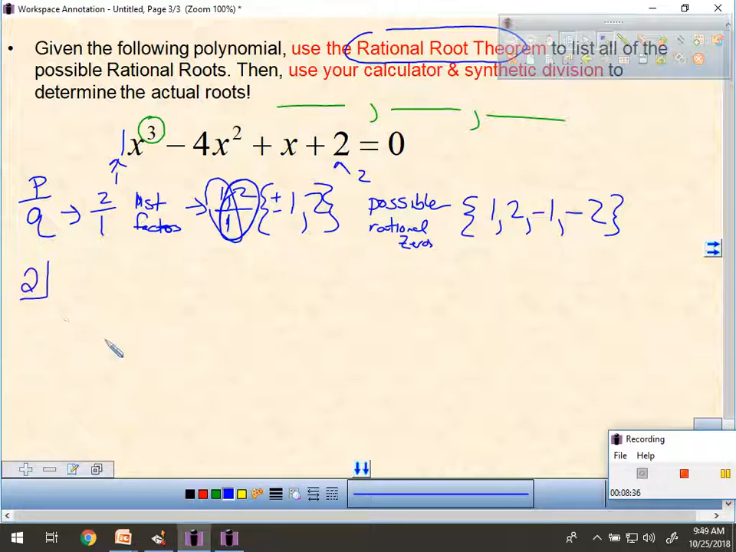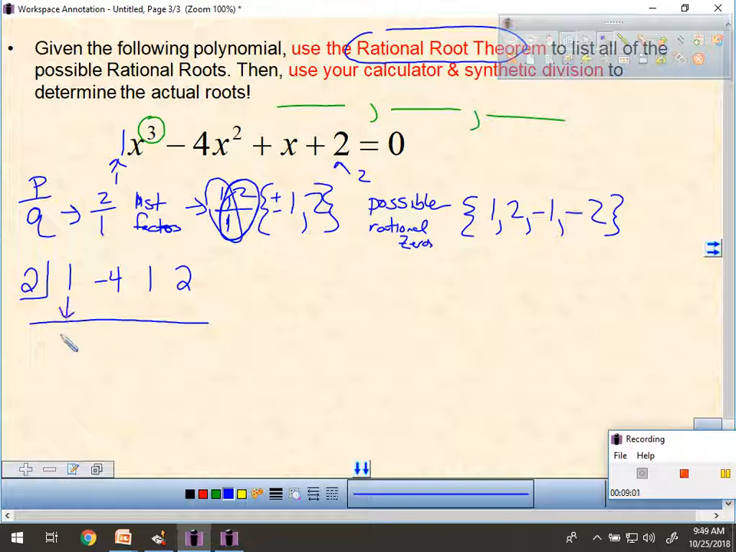All right, so I'm going to test out 2. The way we test it out is with synthetic division. And so you see I put the little 2 in the box. And so now I'm going to put down my coefficients from my polynomial. So you see that's a 1, so put down a 1, -4, +1, +2. And so we're going to do synthetic division. Now, here's how you'll know if it's an answer. You'll know if it's an answer if you get a remainder of 0. So here's synthetic division.